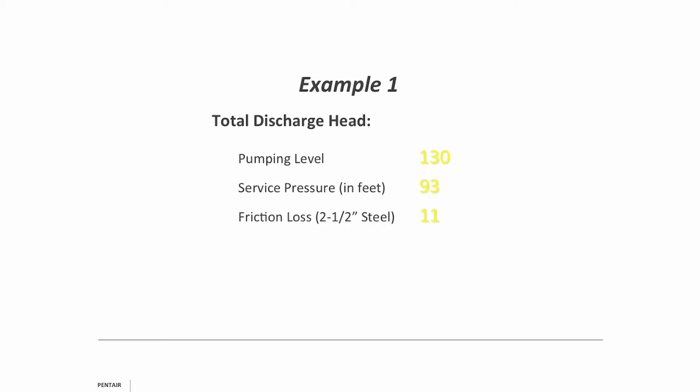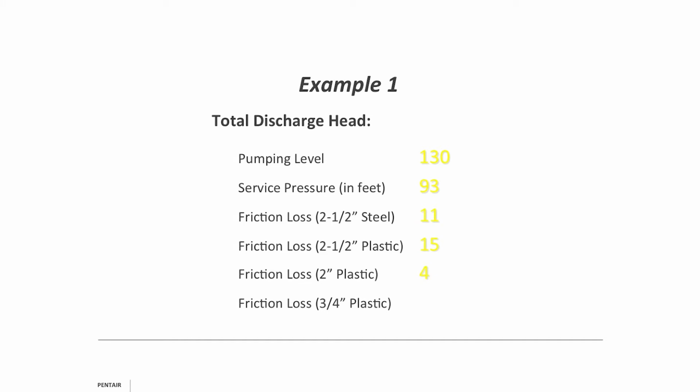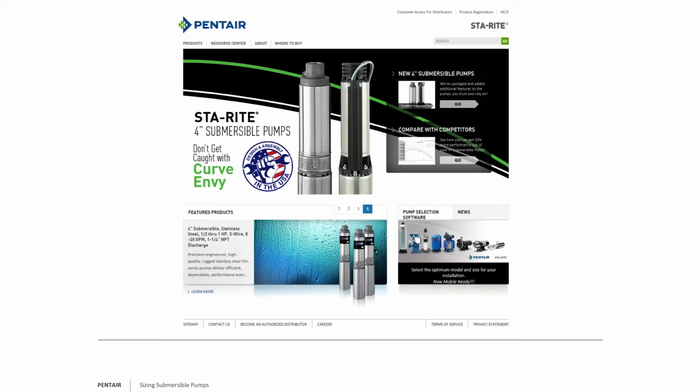All right, so let's figure out our total discharge head, our total dynamic head. Pumping level is 130 feet. Now, where'd I get that number? 70 plus 60. Always place yourself to cover the worst case scenario. If you hear that it's at 120 feet, that's going to drop to 60 feet down, I'd still calculate it as 130 feet, taking into consideration that full 60 feet of drop. Service pressure in feet of head is 93 rounded up. Friction loss in that 2.5 inch steel is 11. In the plastic, it was 15. And the friction loss in the 2 inch was 4. And the 3/4 inch came into 2 for a total of 255. Okay. So let's now go to a sizing program.